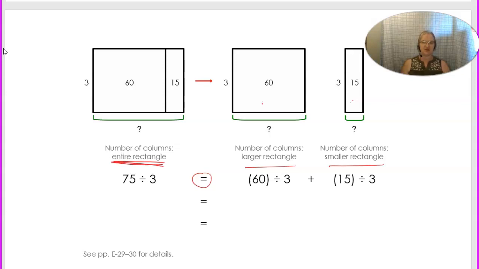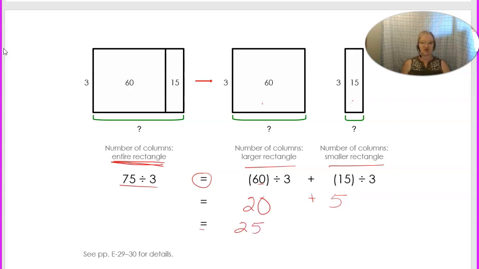So let's go ahead and figure this out. If we have 60 in the large rectangle in total, 60 things, we know that 6 divided by 3 is 2, and because there's a 0 in the question here, we can put a 0 in the answer. So 60 divided by 3 will be 20. And we're going to add that to the 15 divided by 3. And we know 15 divided by 3 is 5. So this says 75 divided by 3 will equal 25.